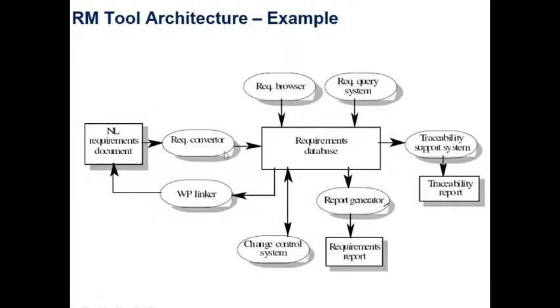So one example architecture of such a tool could look like this. You have a requirements database, which provides you with a requirement browser. You can have a change control system attached to it. You can have a report generator, so the system generates reports. You have a traceability support system set up as well, which produces the traceability report, right? So all these subsystems or functions that this tool might have.